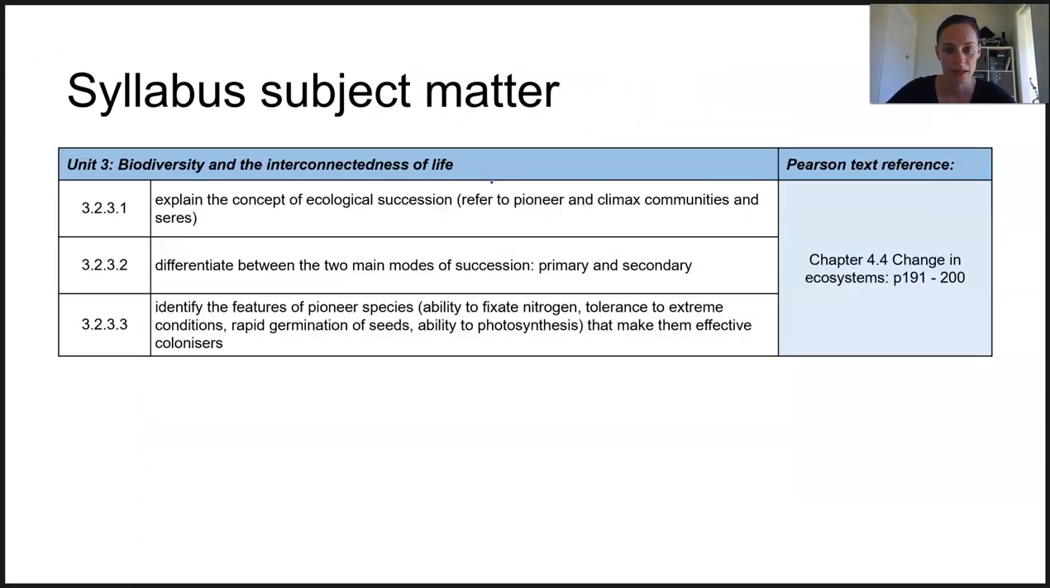Summary, right there, three subject matter points. Make sure you can explain the concept, differentiate between, and identify features of pioneer species.